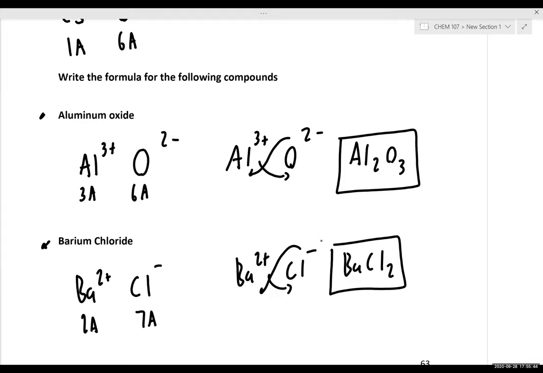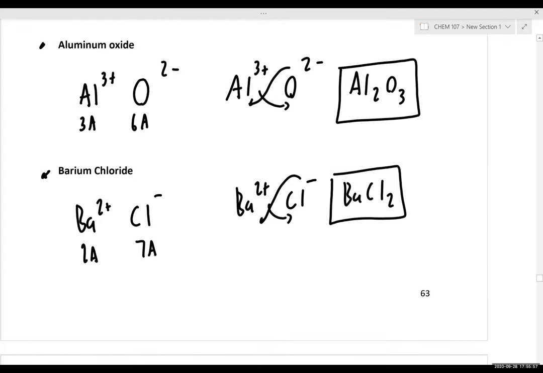I have a question for the Cl. Why wasn't the 7A incorporated? Ah, it is, because for the 7A, for anions, remember our charge is equal to our group number - 8, which is 7 - 8, which gives us a charge of -1. Does that make sense? Okay, yes. Perfect. Any other questions I can address?